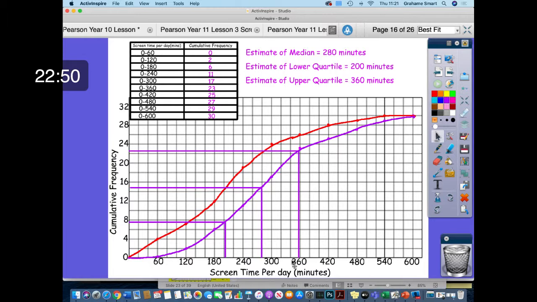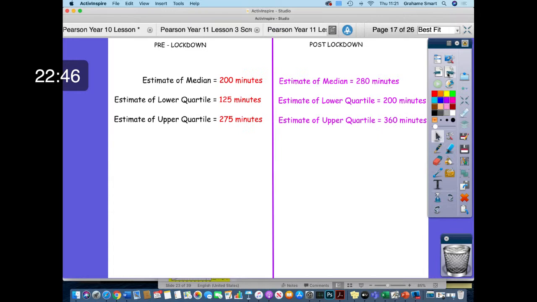And what's interesting about that is if we compare, and I've just put this here, very summarised. Pre-lockdown, the estimate of the median was 200 minutes. Post-lockdown, it was 280 minutes. Pre-lockdown, the estimate of the lower quartile was 125 minutes. Post-lockdown, estimate of lower quartile was 200 minutes. And estimate of upper quartile, pre-lockdown, was 275 minutes. And estimate of upper quartile, post-lockdown, was 260 minutes.